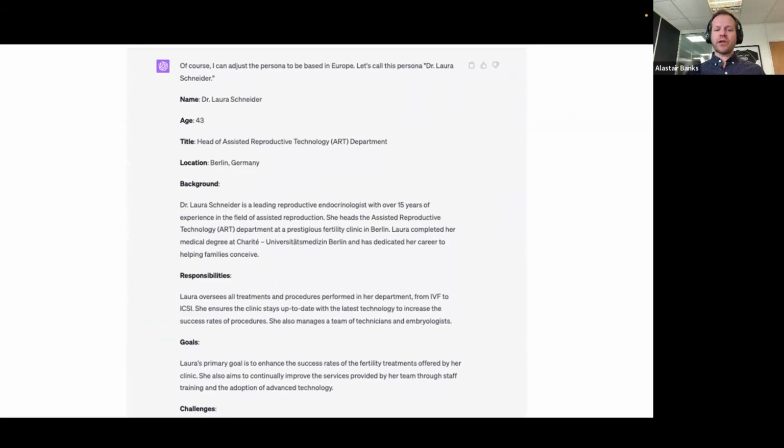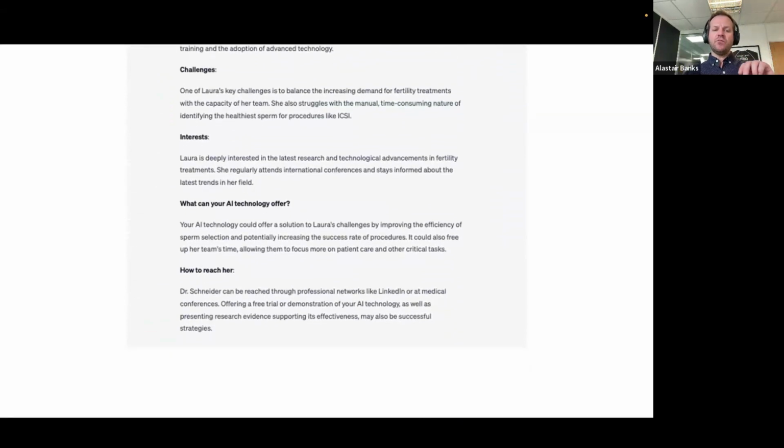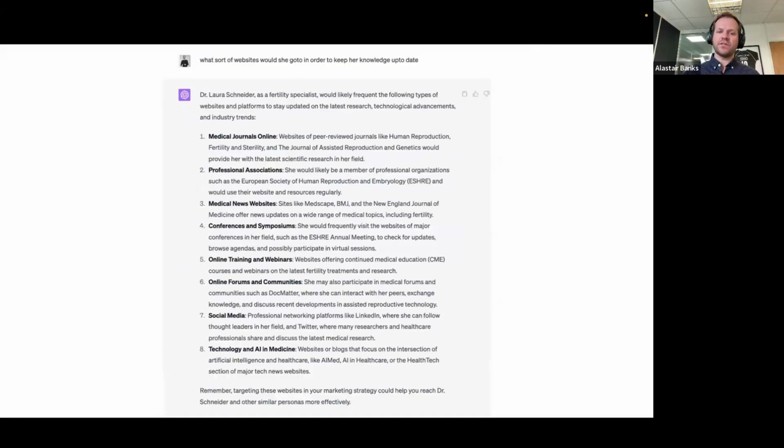And it goes into background, responsibilities, goals, challenges, interests. It even then tells me how my AI technology could be useful to Dr. Schneider. Again, remember, this is off that single paragraph of explanation. So tools like this are helping us to create things that would have taken us hours, maybe even days before, in literally seconds and minutes. Are they perfect? No. But are they a good start? Absolutely. And I always think with AI that it gets you past that first step.